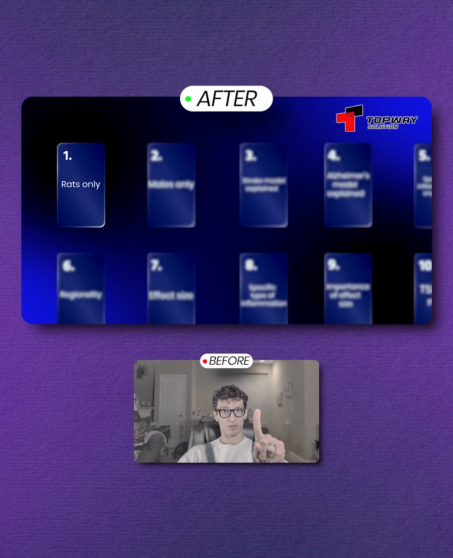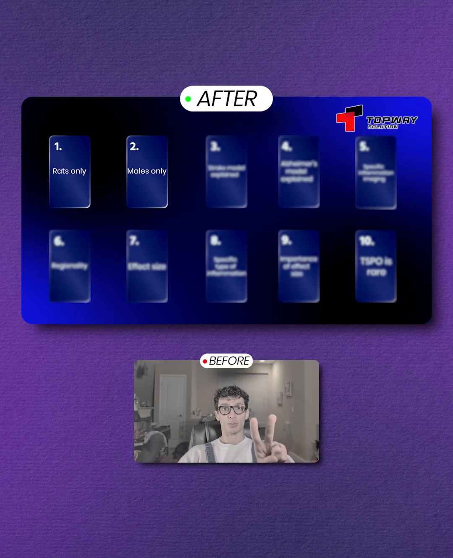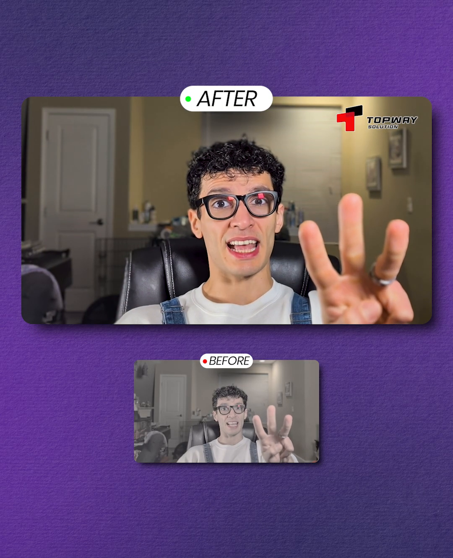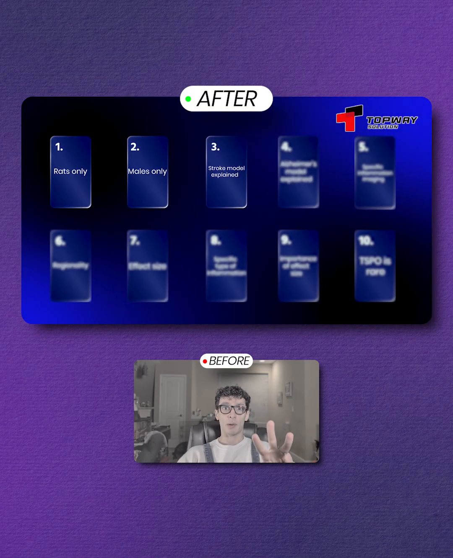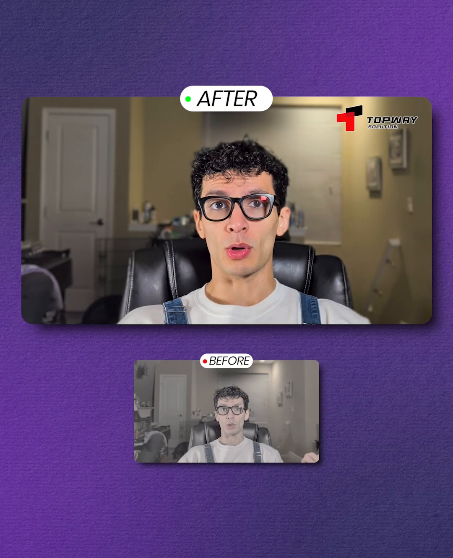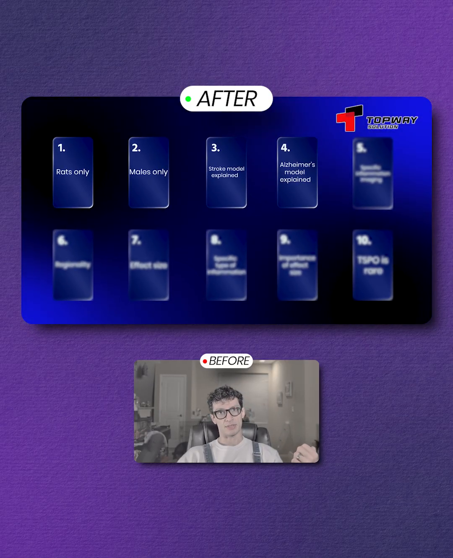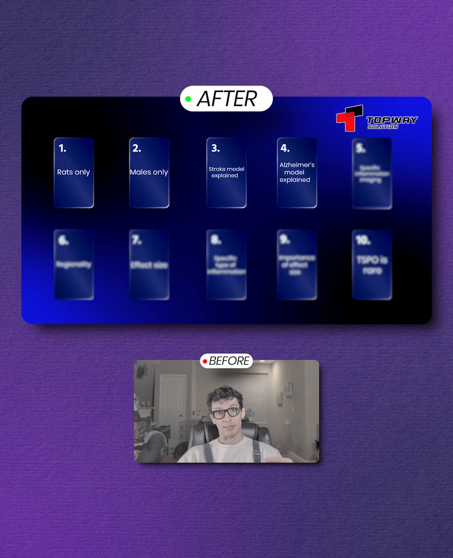1 is that the paper studied rats. 2 is that the rats were only male. 3 is that the rats had a very specific type of stroke, and we call that a stroke model. 4 is that we also used a rat model of Alzheimer's disease. It was genetically bred to have the Alzheimer's.